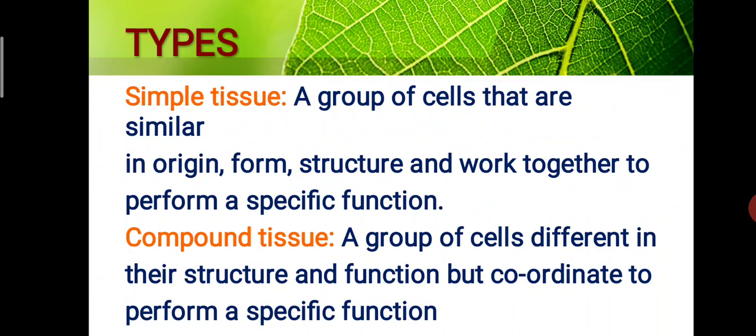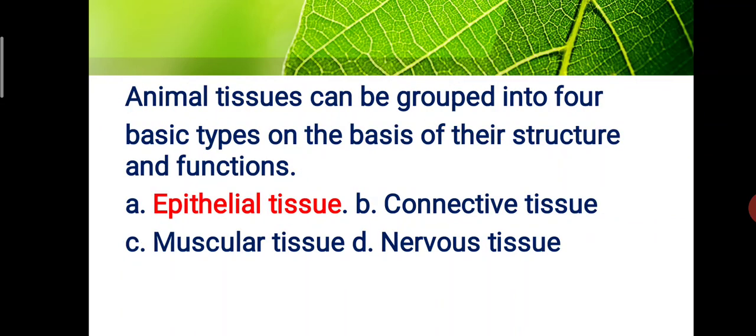So what is the difference between them? In simple tissues, everything is the same and they all perform together. In compound tissues, the cells' function and structure are all different, but they also coordinate to perform a specific function. Animal tissue can be grouped into 4 basic types: epithelial tissue, connective tissue, muscular tissue and nervous tissue.